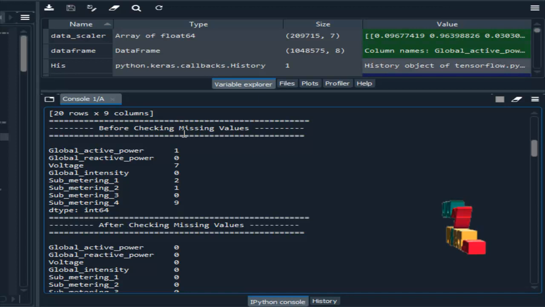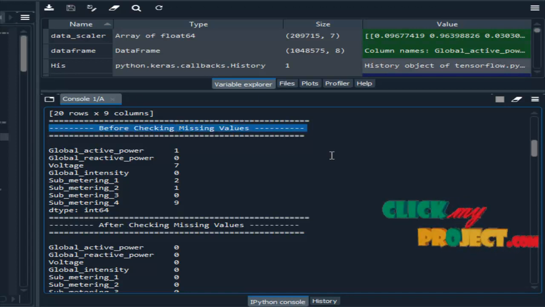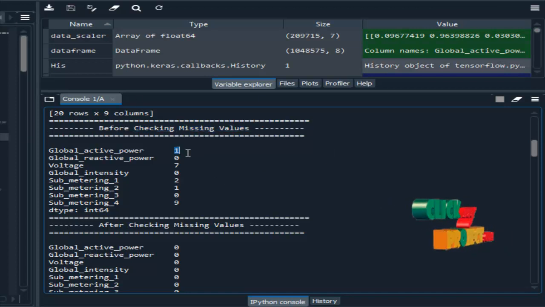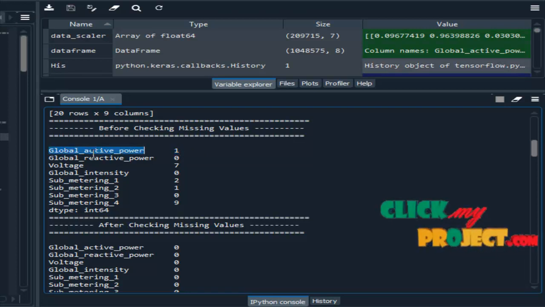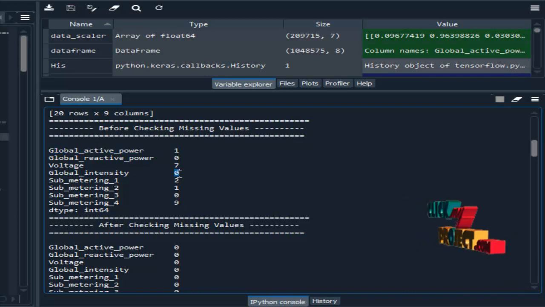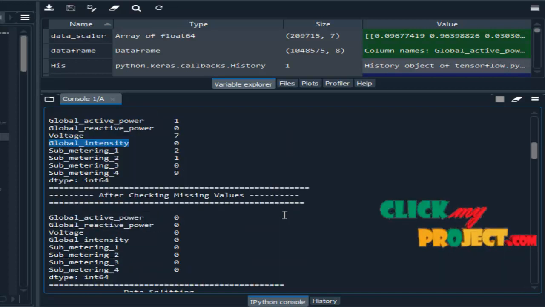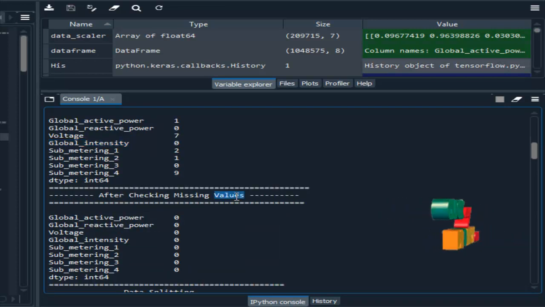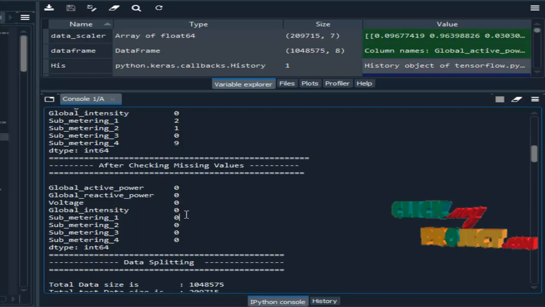Then the pre-processing step. This is the result before checking missing values. These are the counts of missing values. One means the corresponding attribute contained one missing value, so we need to replace that missing value by zero to avoid wrong prediction. Zero means there are no missing values in this particular column. After checking, all are zero, so we have replaced all missing values by zeros.